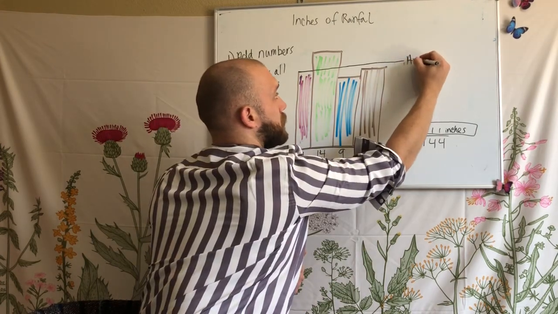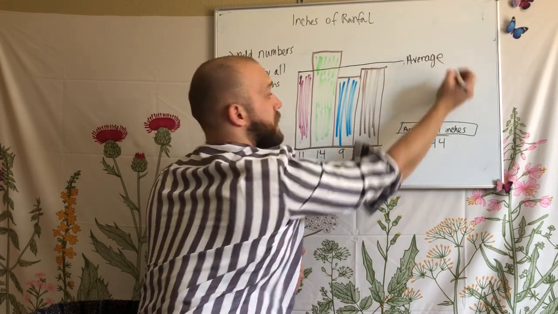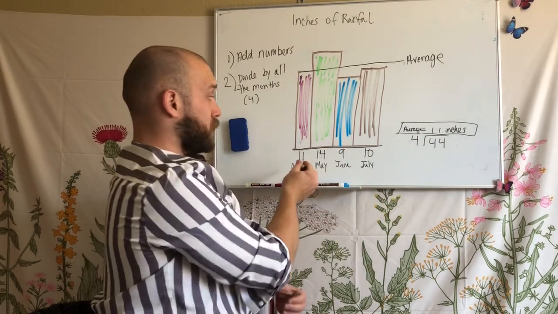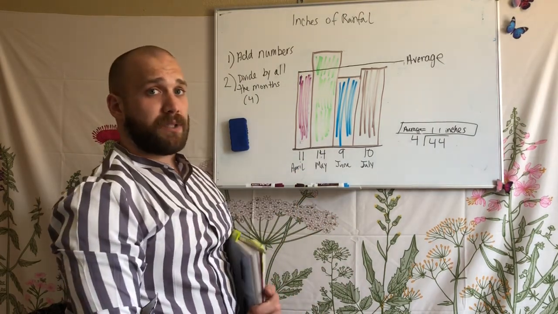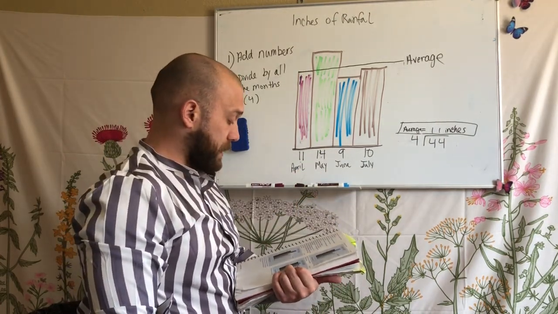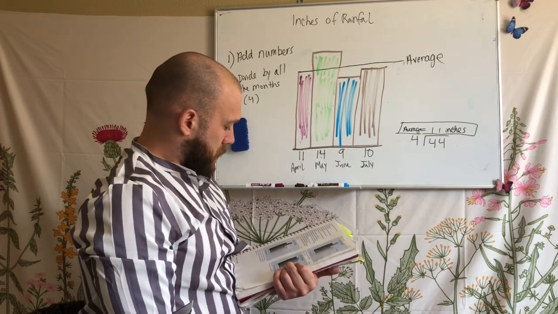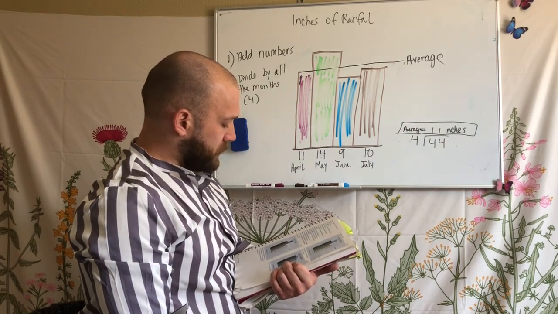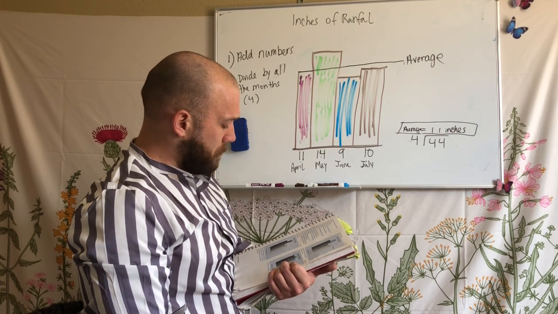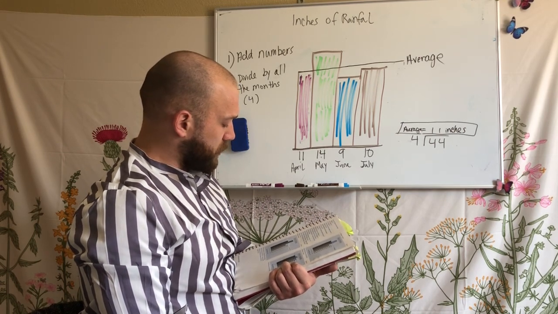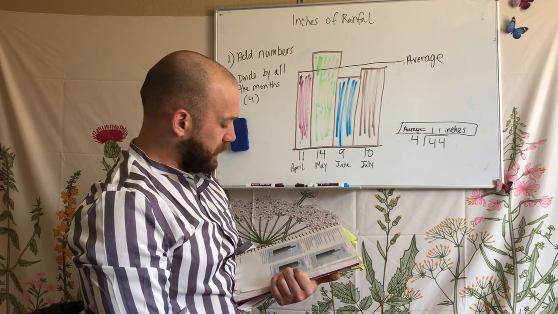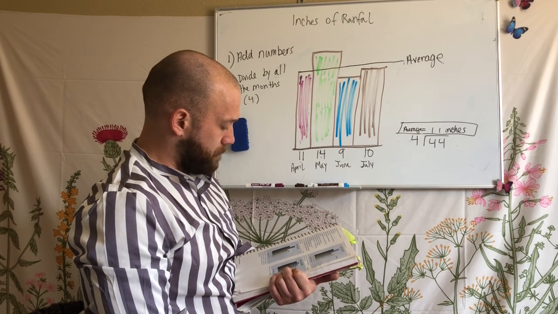Because remember, my average was 11 inches. Just so happens April also had 11 inches that month. So that is our average line. So this line shows the average. We can show that all months would have 11 inches just by moving the units that are above the line to below the line.